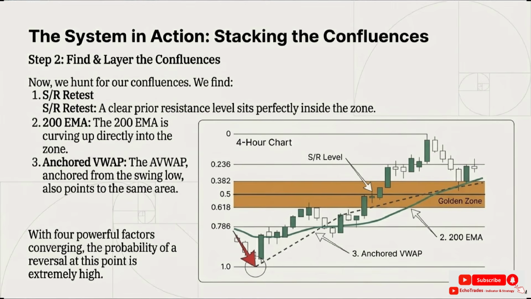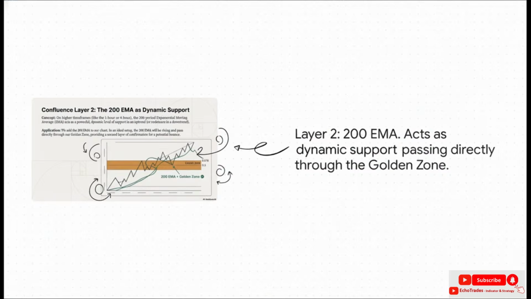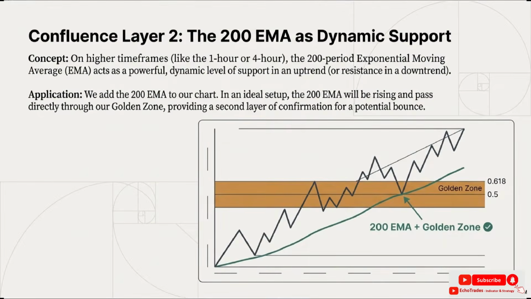Okay, for our second layer of evidence, we're pulling out a big gun, the 200 EMA. That's the 200-period exponential moving average. Especially on higher time frames like the 4-hour, this thing acts like a magnetic, dynamic line of support during an uptrend. So the dream setup, the A+ setup, is when we see that 200 EMA line cruising right through our golden zone. That's a huge second piece of confirmation.